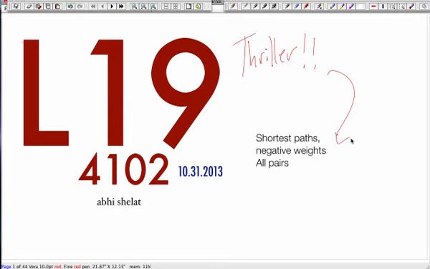Of course, you could just run the single source algorithm from every single node. There's a better way. And then we'll also introduce max flow min cut, the next technique that we're going to talk about.